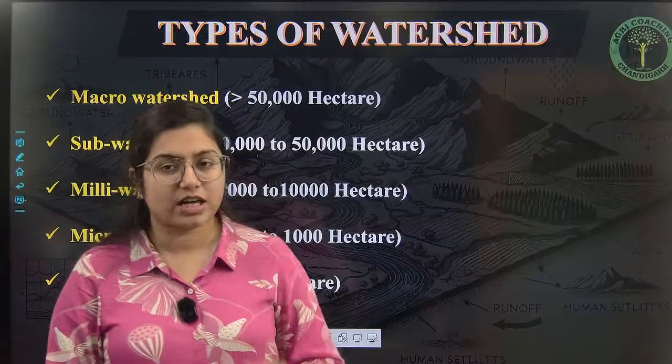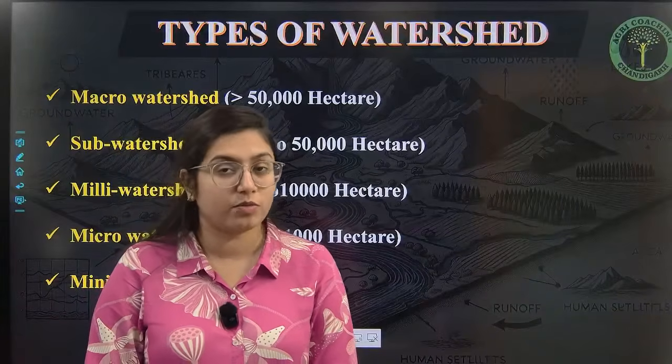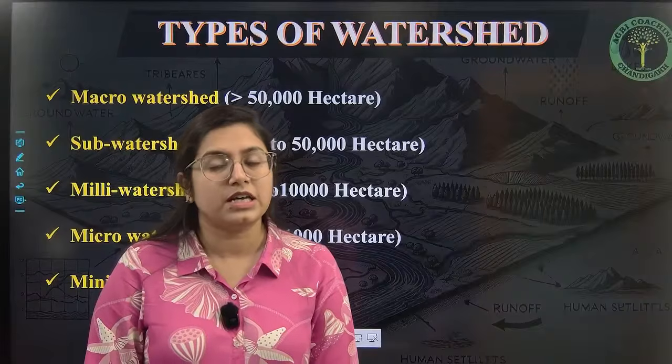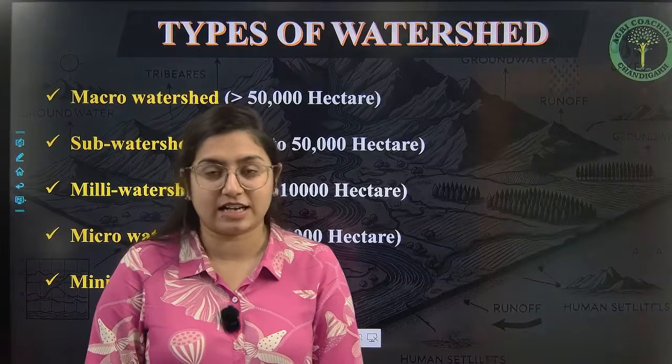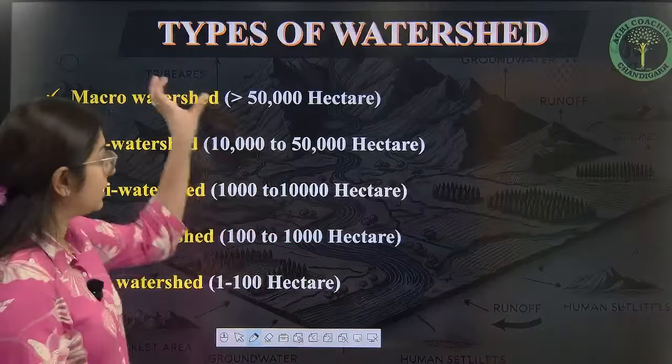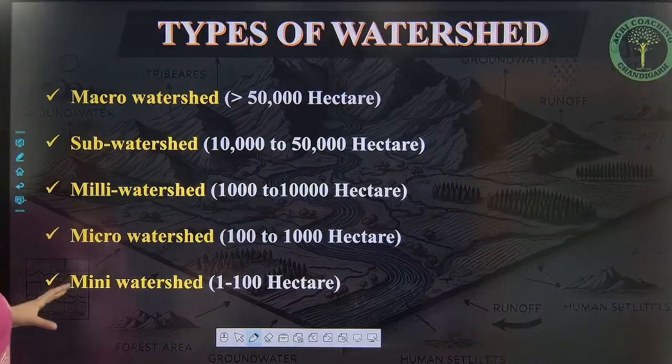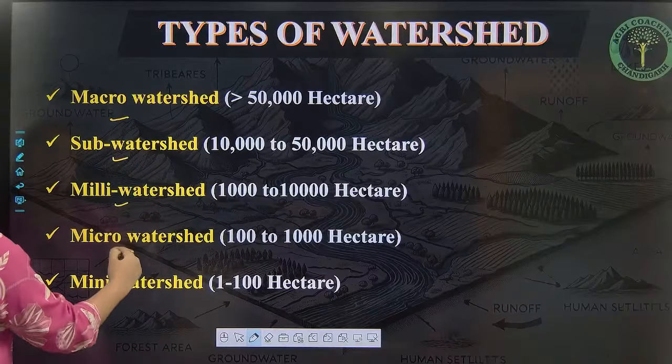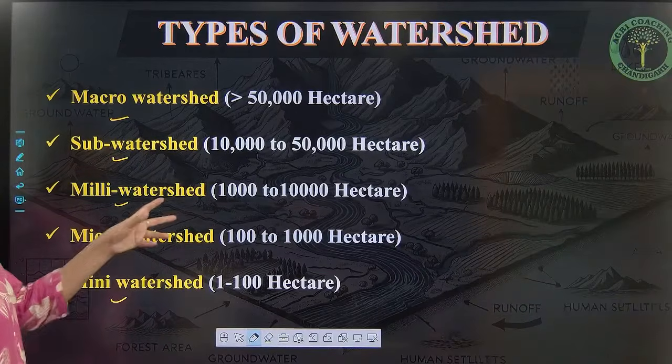Now, next we have the types of watershed. Very important and simple at the same time. Simply, you have to learn the size, and I will be showing you some PYQs as well from this watershed part, the types of watershed part. So we have 5 kinds of watershed according to their sizes.